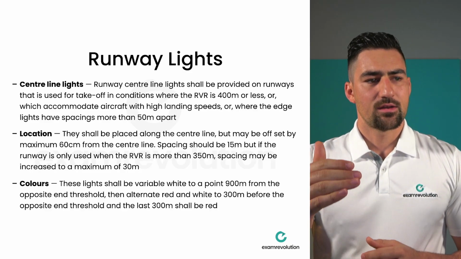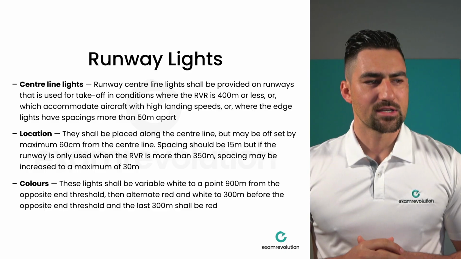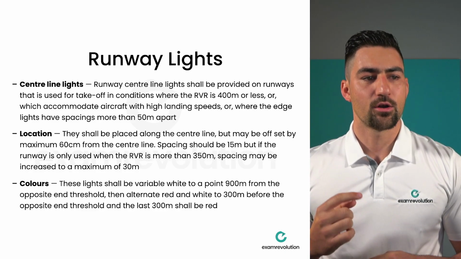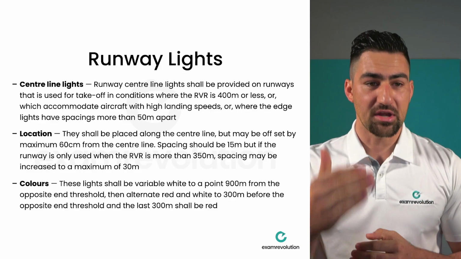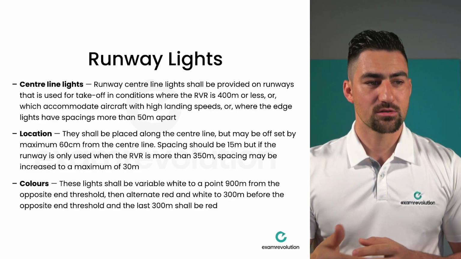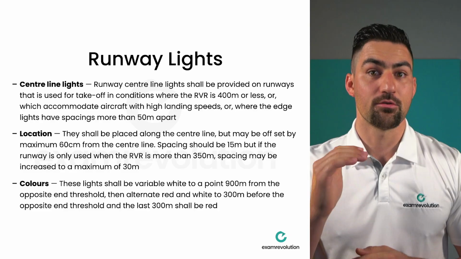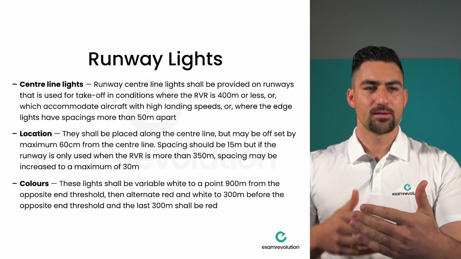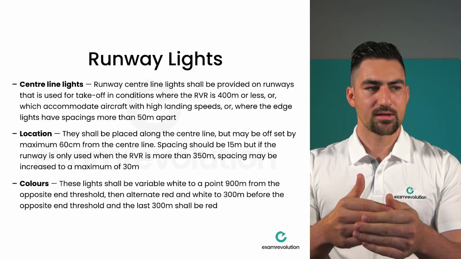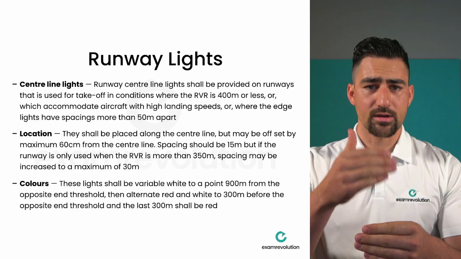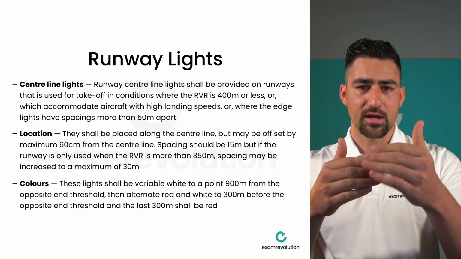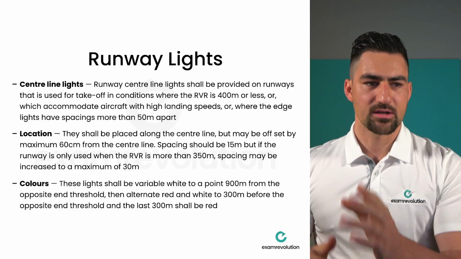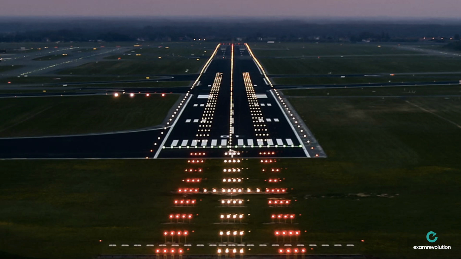So they must extend variable white up to a point 900 meters from the opposite end threshold, and then alternate red and white to 300 meters before the opposite end threshold, and then the last 100 meters shall be red for the centerline lights. So you initially have them variable white, then 900 meters before the end, they start to turn red and white alternating, and then 300 meters before the end of the runway, the centerline lights just become red. Okay, that's what they look like.